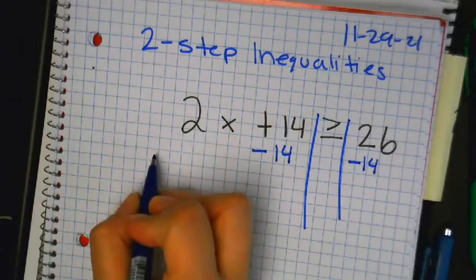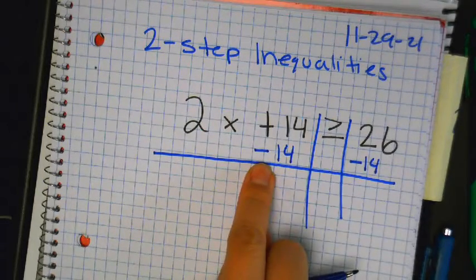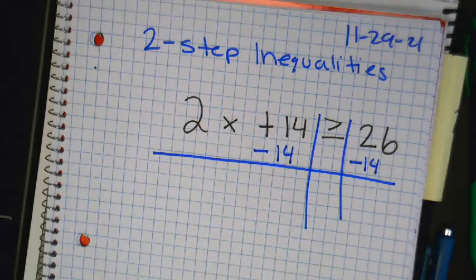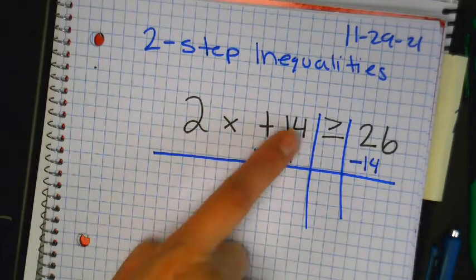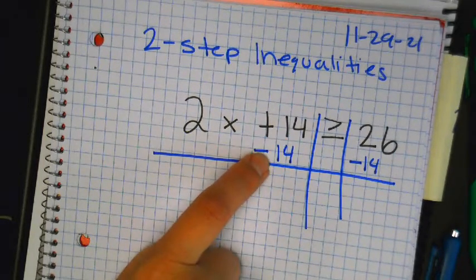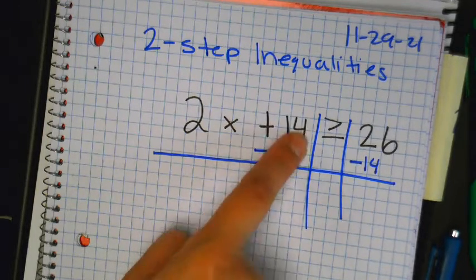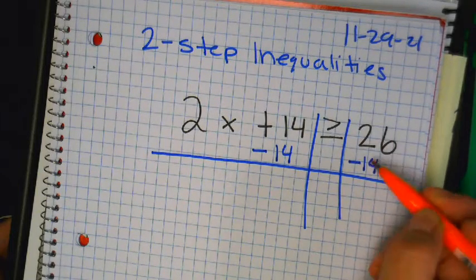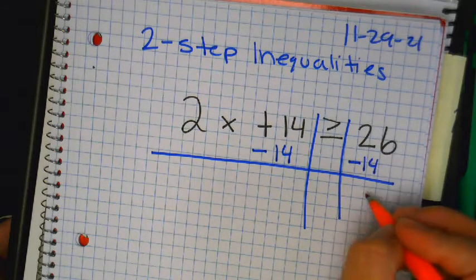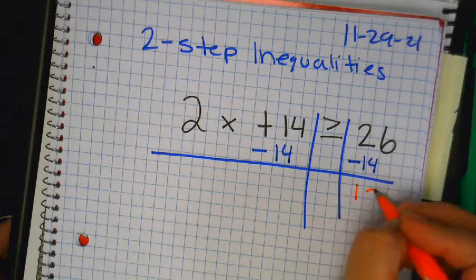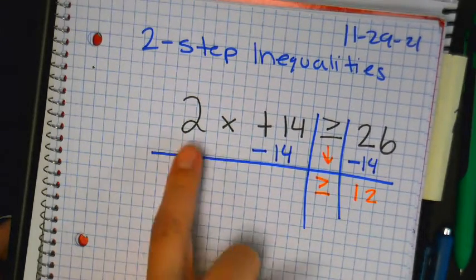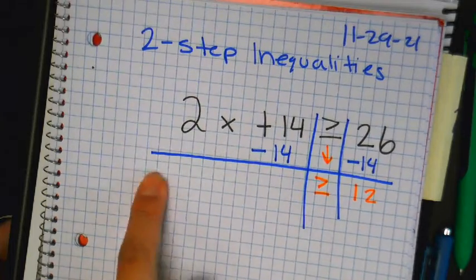Let's write that down: minus 14 on one side, minus 14 on the other side. Why? Because we want this to equal 0. 14 minus 14 is 0. If I were to add 14, I would get 28 here and just a big mess. No bueno. Now let's do the math over here. 26 minus 14 is 12. I'm going to bring this down, and then bring down what I have on this side: 2x.